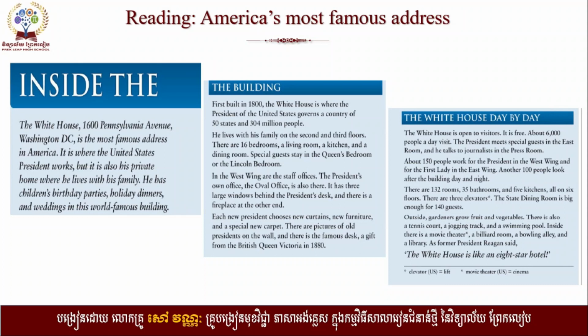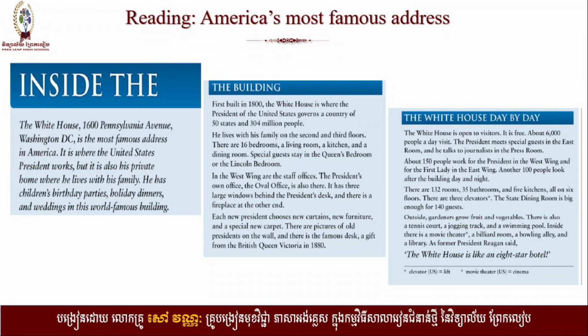The building, first built in 1800, the White House is where the president of the United States governs a country of 50 states and 304 million people. He lives with his family on the second and third floors. There are 16 bedrooms, a living room, a kitchen, and a dining room. Special guests stay in the Queen's bedroom or Lincoln bedroom.